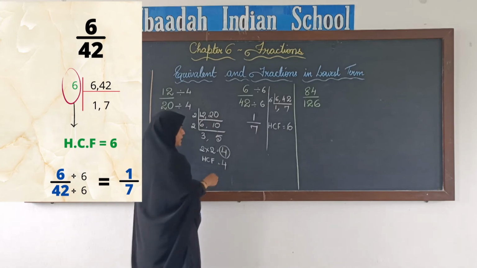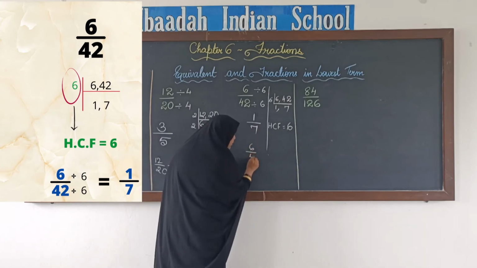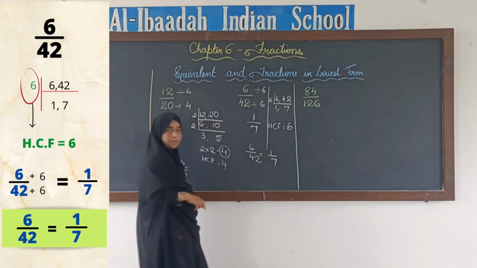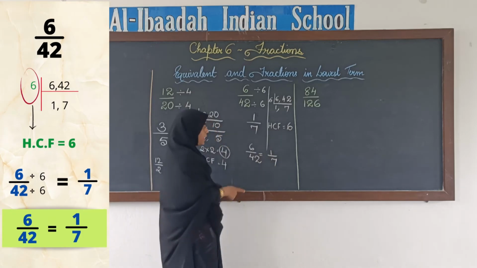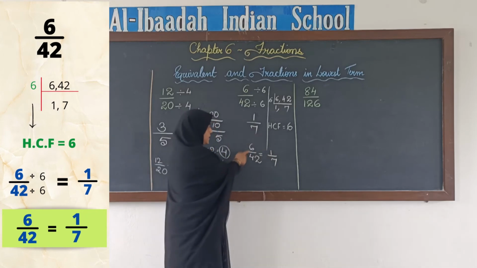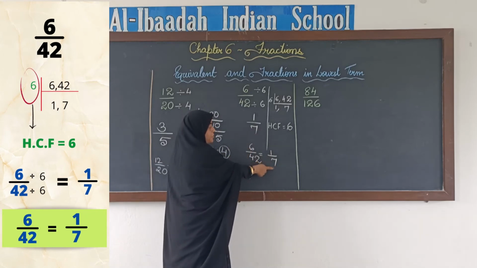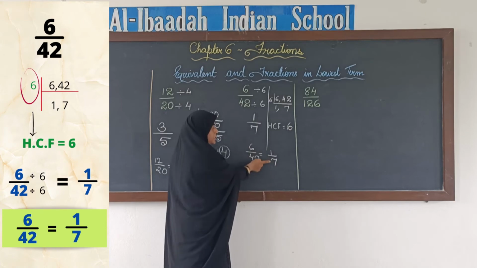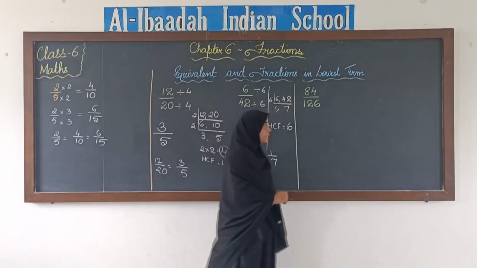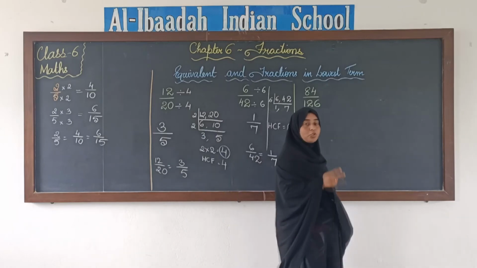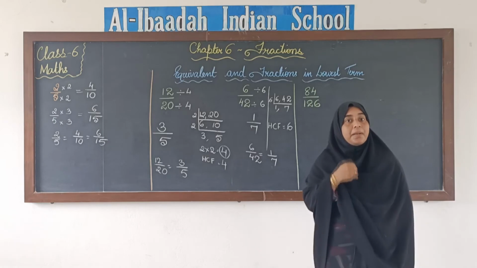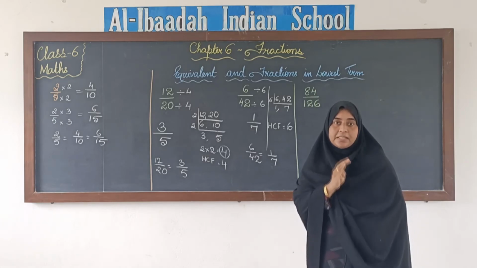Okay. Now we can say that 6 by 42 is equal to 1 by 7. They are equivalent fractions, and 1 by 7 is the lowest form of 6 by 42. The simplest form of 6 by 42 is 1 by 7. Okay. So this is the second way of finding equivalent fractions. So far you had seen, you were finding the equivalent fraction by multiplying numerator and denominator by the same number.